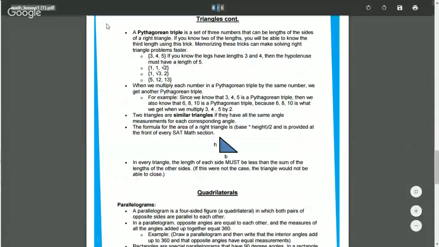So triangles, the Pythagorean triples. Once again, it saves a lot of time, but you can also just use math. You can also use the Pythagorean theorem, for example, to solve for the hypotenuse or for any side length in general.